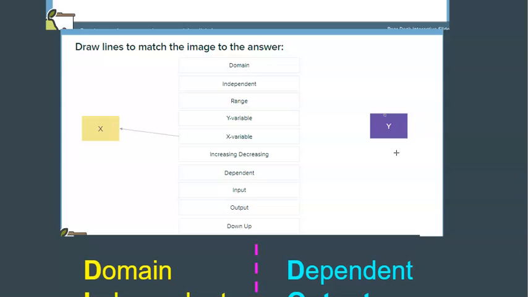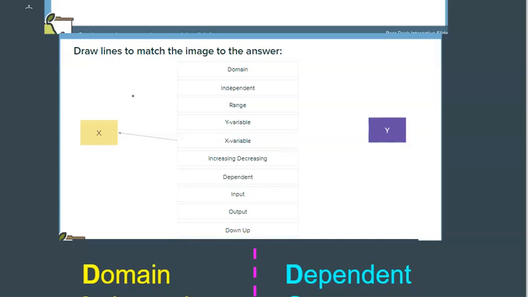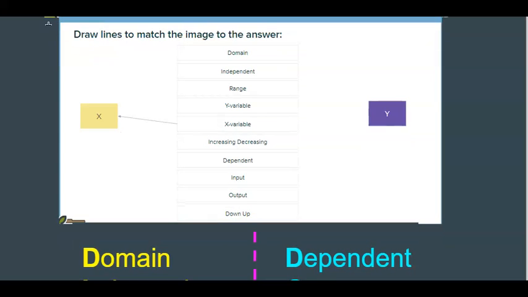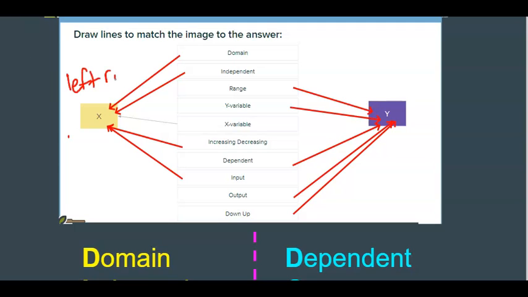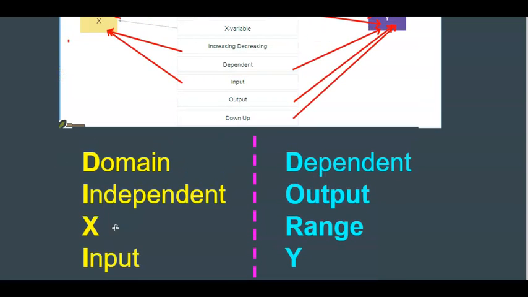Which words go with x? Which words go with y? Okay, so domain goes with x. Independent goes with x. Range goes with y. Y variable goes with y. X variable goes with x. Increasing, decreasing goes with x. Dependent goes with y. Input goes with x. Output goes with y. Down up goes with y. Left right goes with x, and then f of x goes with y. Domain is independent, it's x, the input. Y is dependent, output, range.